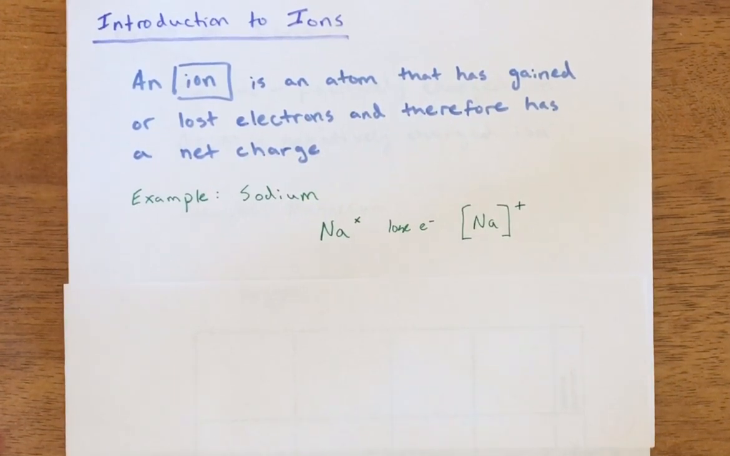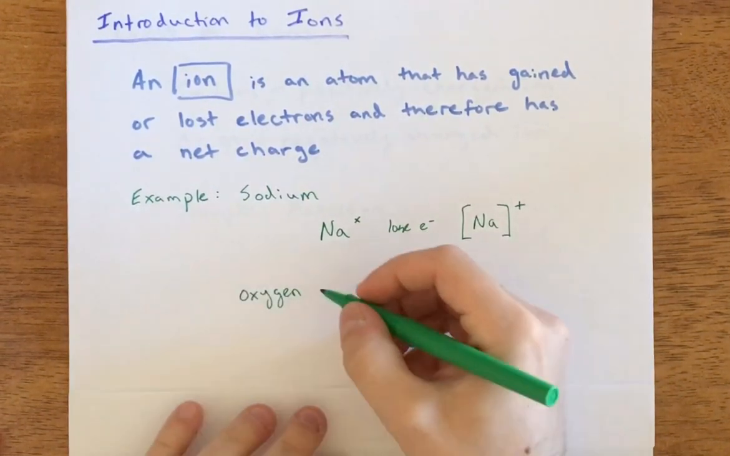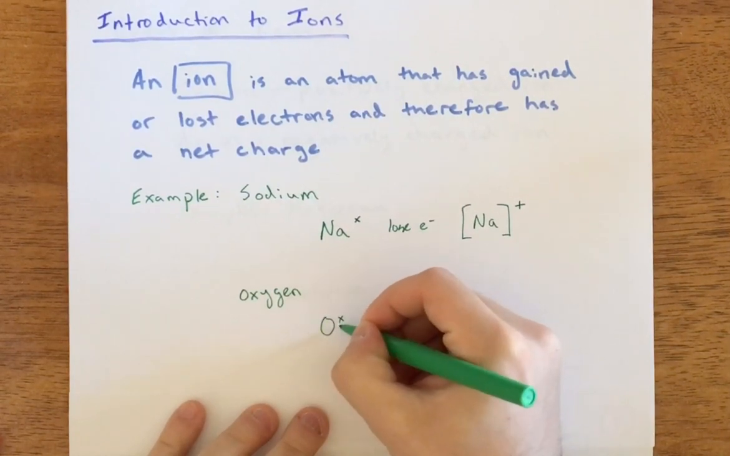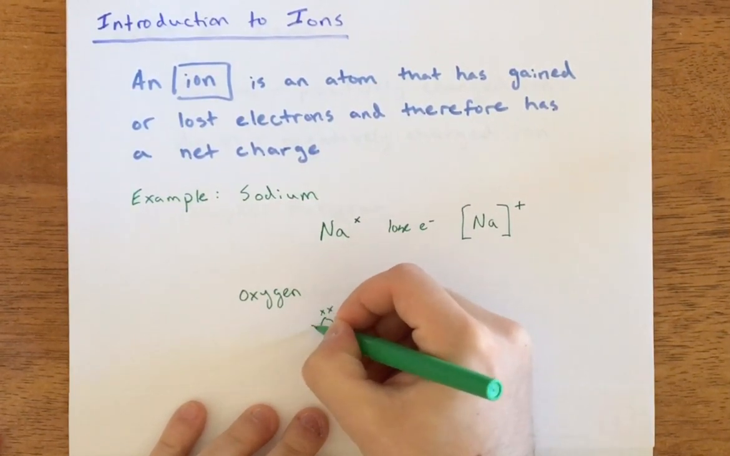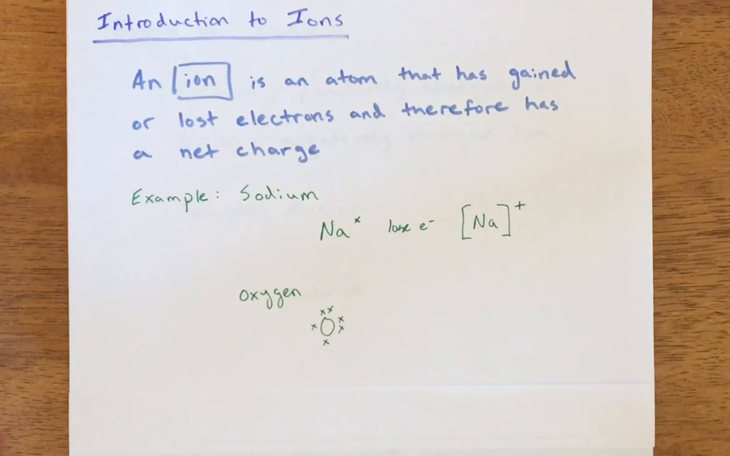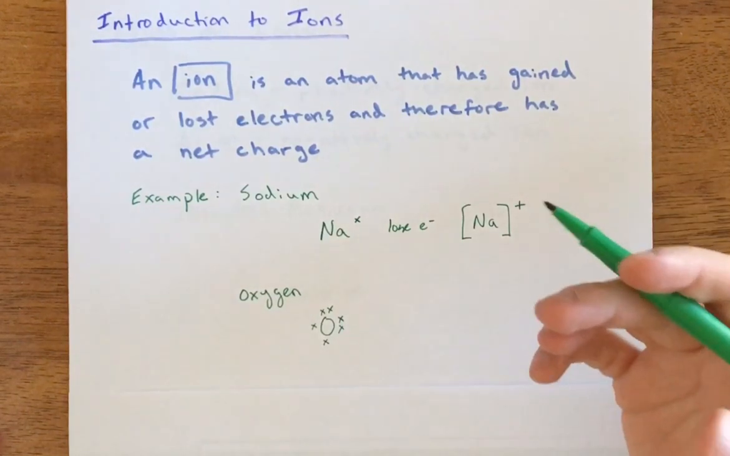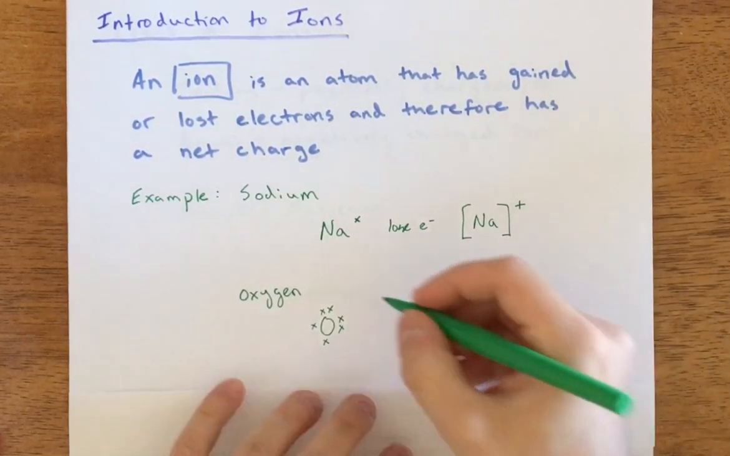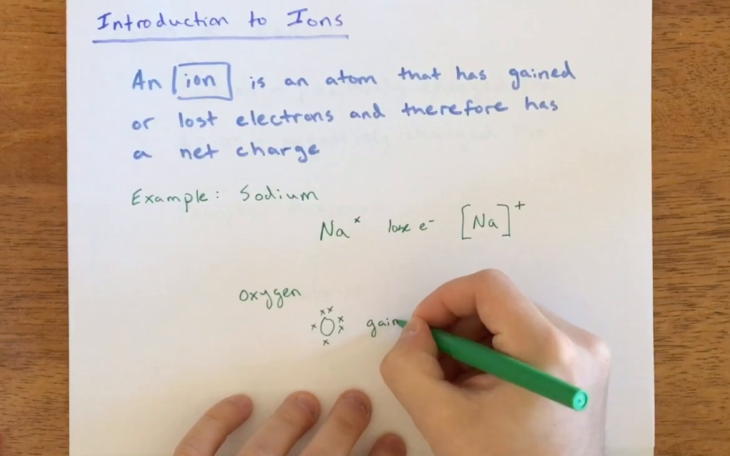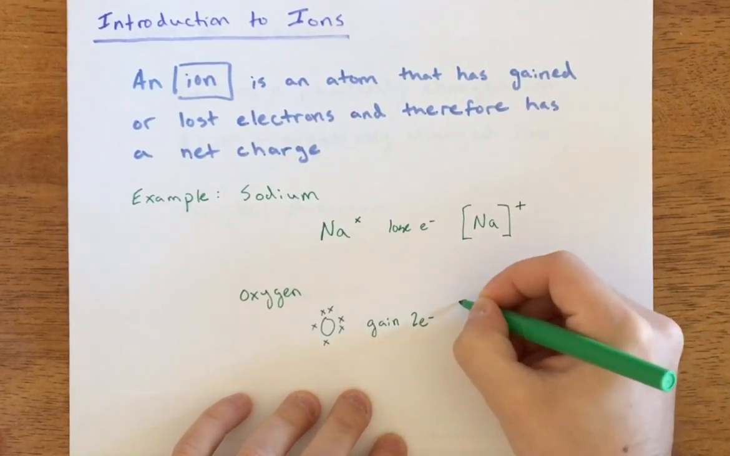Let's look at another example. Oxygen. A little bit different. Oxygen has 6 valence electrons. It also has 8 total protons. In order for oxygen to become stable, it could lose 6 electrons, but that's very unlikely. Instead, it's going to gain 2 electrons. So we can say it's going to gain 2 e minus.